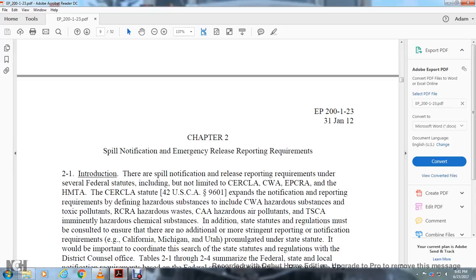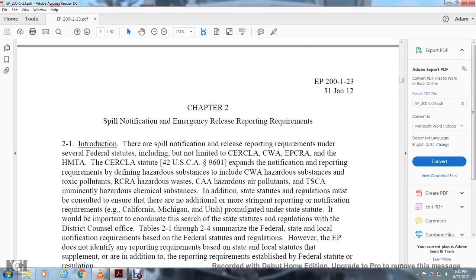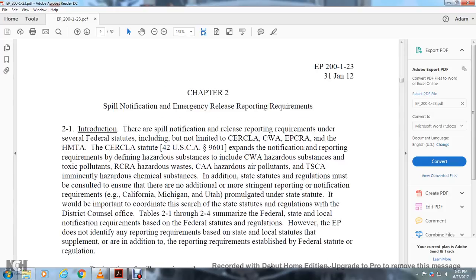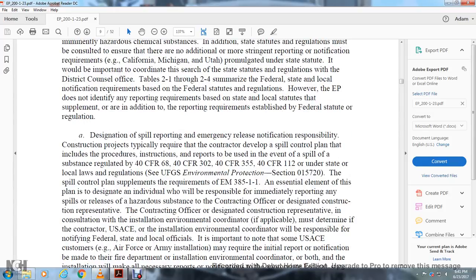It is important to consider coordinating the search for the statutes and regulations with the district counsel office. Tables 2.1 and 3.24 summarize the federal, state, and local notification requirements based on the federal and state regulations. However, the engineering pamphlet does not identify the reporting methods based on state and local statutes, which supplement the federal and state reporting requirements.